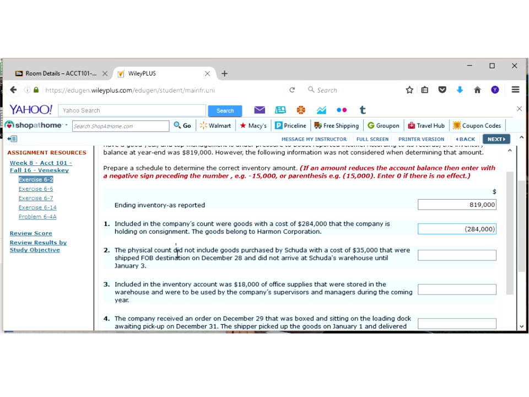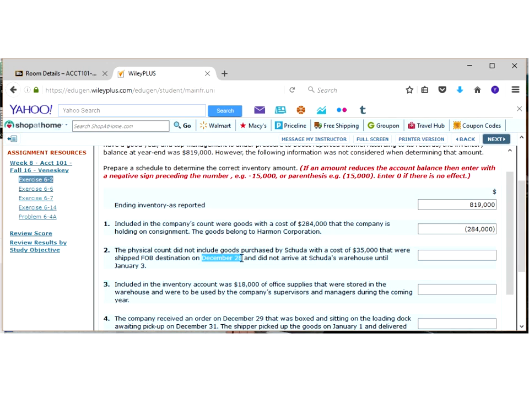Okay, now let's look down to number 2. The physical count did not include, so we have to decide, should it have been, items that were purchased by us for $35,000 and shipped FOB destination. That means, remember, it's free on board. It's free to me, the buyer, until it gets to my house. This also tells me when transfer of title happens. Transfer of title happens at the location listed. So therefore, the transfer of title doesn't happen until it gets to my store.